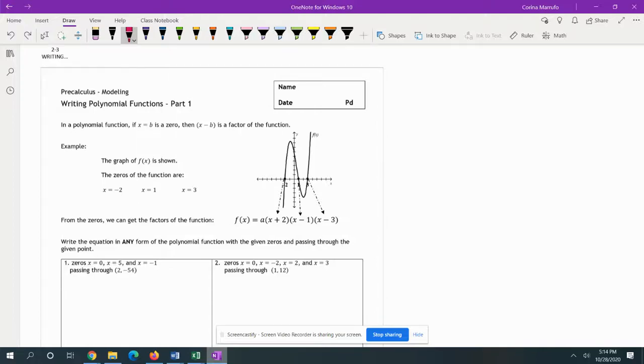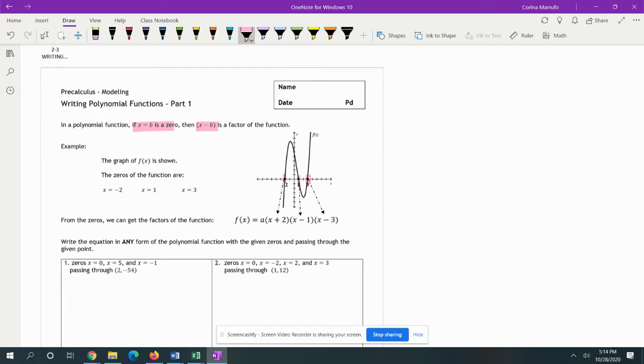So next we are going to be covering writing polynomials, okay? So in a polynomial function, x equals b is a 0, okay? So b is going to be the number that it crosses through. So then x minus b would be the factor of the function. For example, on here, our factors, or our zeros are -2, 1, and 3.